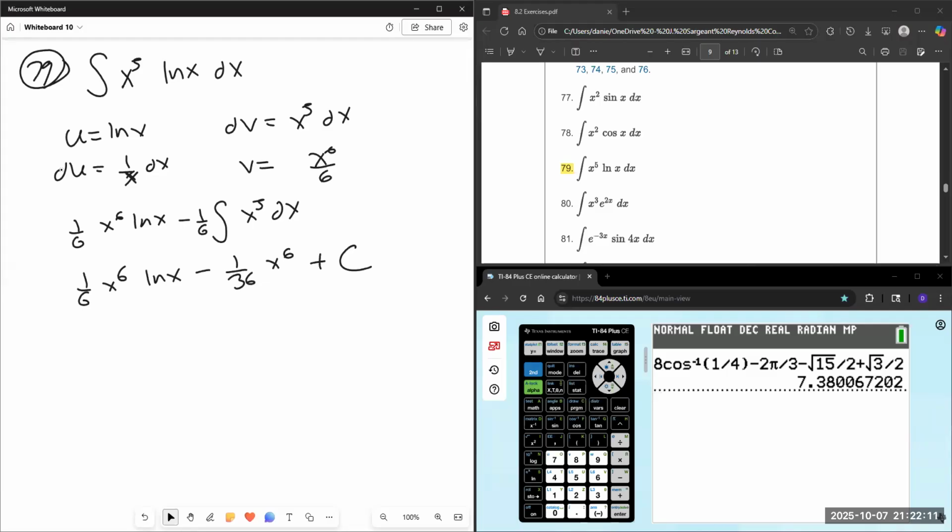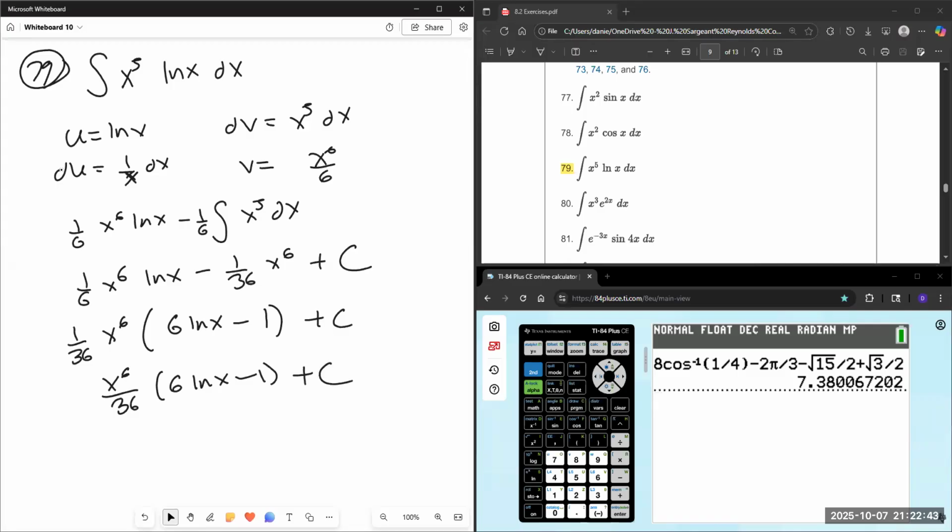That's your answer. Now, if you want to do some factoring, you can do that. 1 over 36, x to the 6th times 6 ln of x minus 1, plus c. That's how it would look with the formula. They'd have it like this, and it would come out to be the same thing.